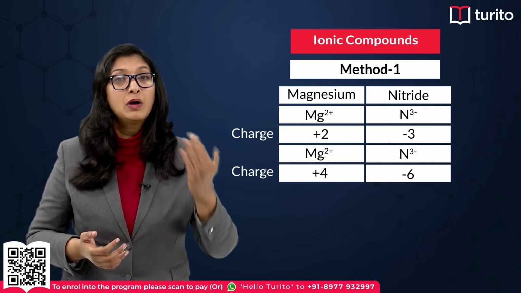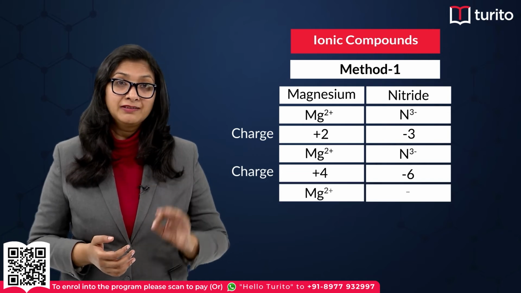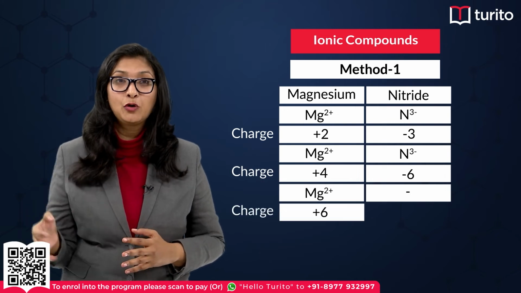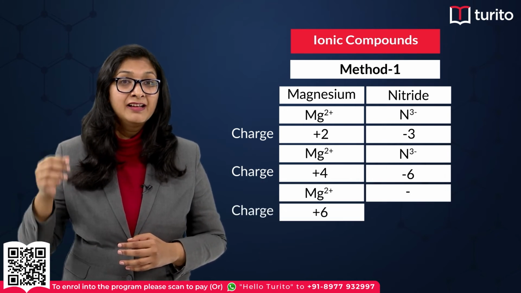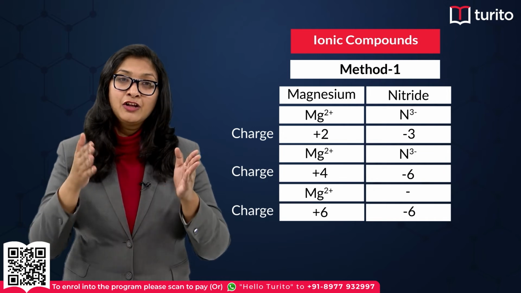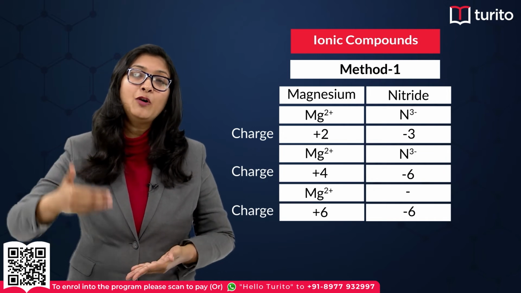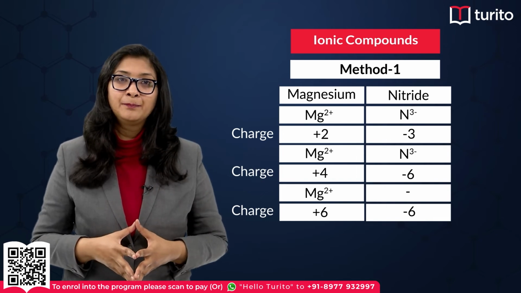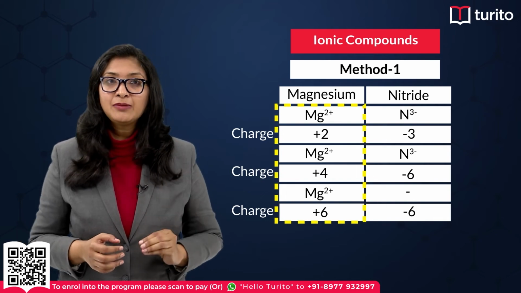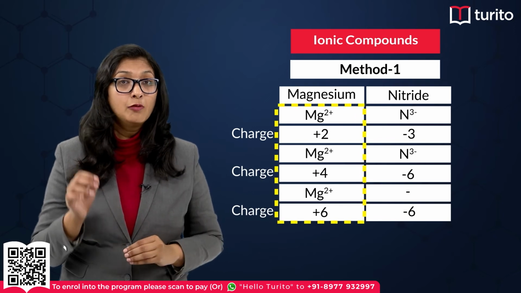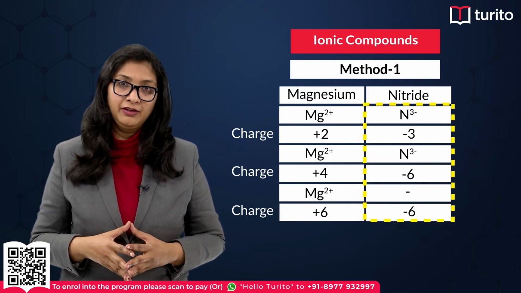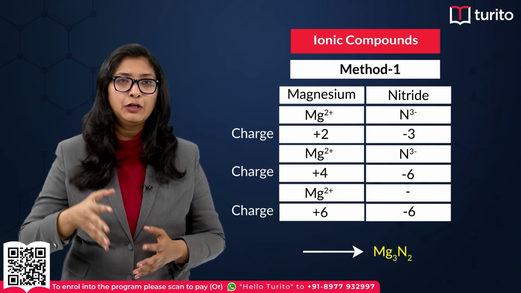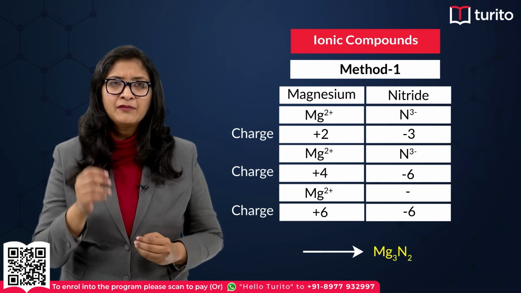Now let us add one more Mg2+ to the cation. Then 3 Mg2+ means +6 charge, and over here for 2 nitride there will be -6 charge. Right. So over here what I am doing is I keep on adding ions till the charges are balanced. Now how many magnesium ions do I have? 3. How many nitride ions do I have? 2. So what should be the formula? It is Mg3N2.